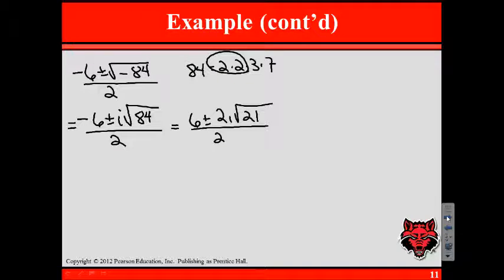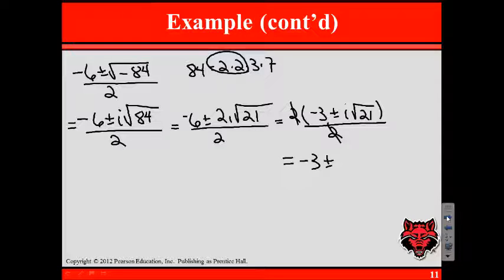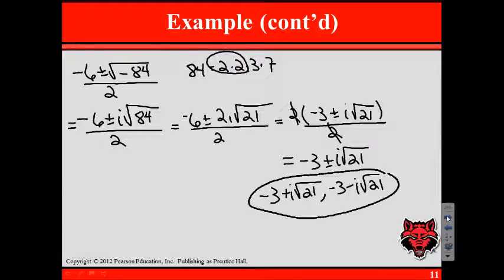Now at this point we need to notice that the first term in the numerator and the second term in the numerator have a factor of 2 in common. So we factor out a 2, and that leaves us with negative 3 plus or minus i square root 21 over 2. The common factors of 2 in the numerator and denominator cancel. So our new two answers are negative 3 plus or minus i square root 21. And remember, this represents negative 3 plus i square root 21 and negative 3 minus i square root 21. Those are the two solutions.